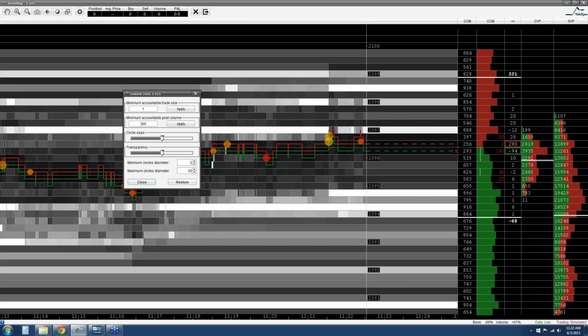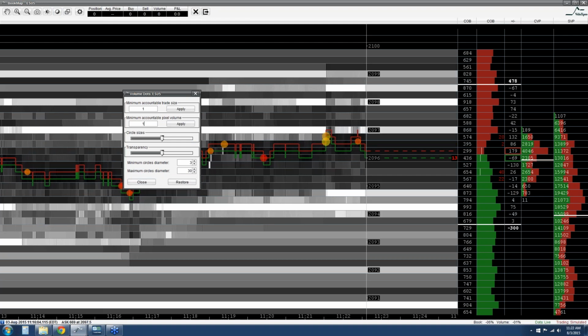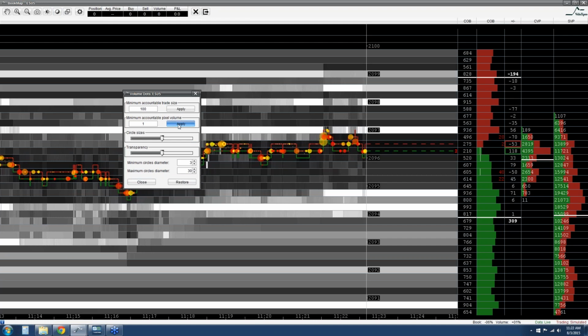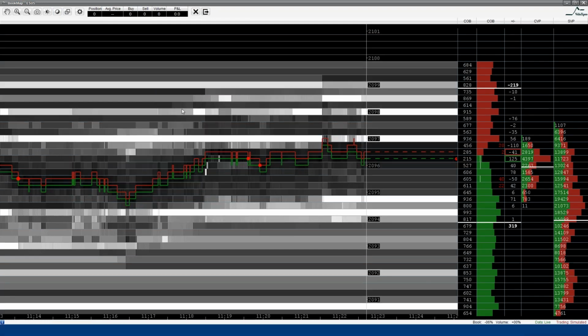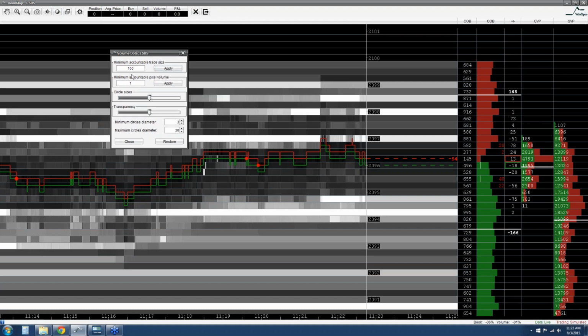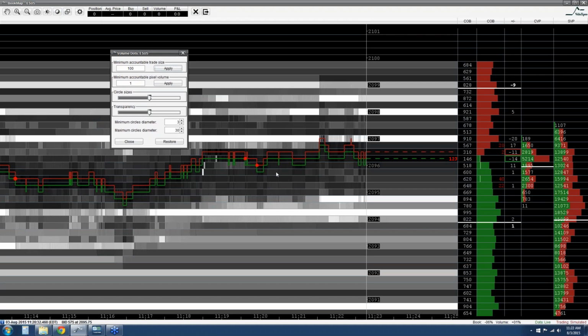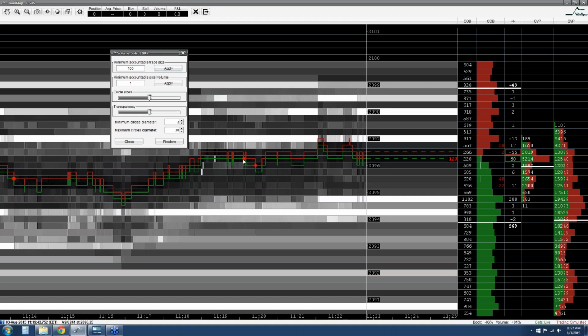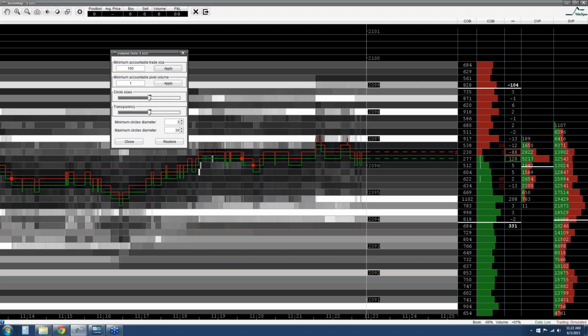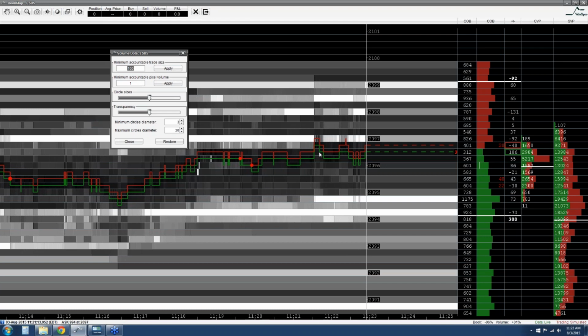You also have minimum countable trade size, so you can put in 100 lot, and this is forcing it to look at just those trades that were 100 lots minimum or greater. So you can see that there were some big sell orders here, but we don't see any of the aggressive buying.